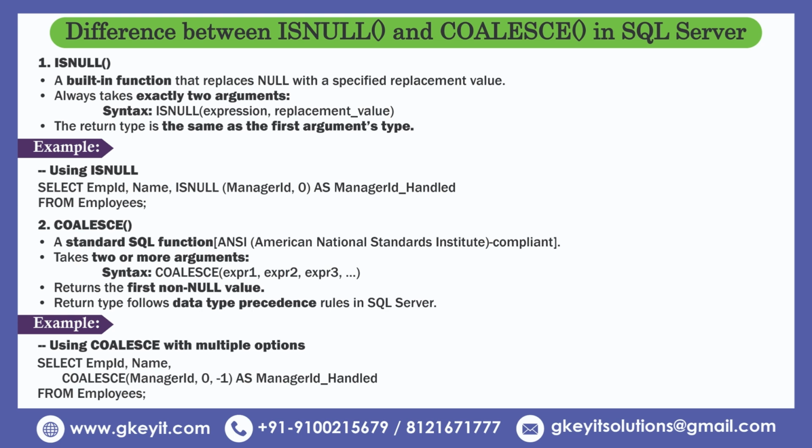Coming to the example, using COALESCE function with multiple options: select employee ID, name, COALESCE(manager ID, 0, -1) as manager ID handled. We are giving the alias name as manager ID underscore handled from the employees table. We'll see how these 2 queries are going to work in SSMS, that is SQL Server Management Studio.